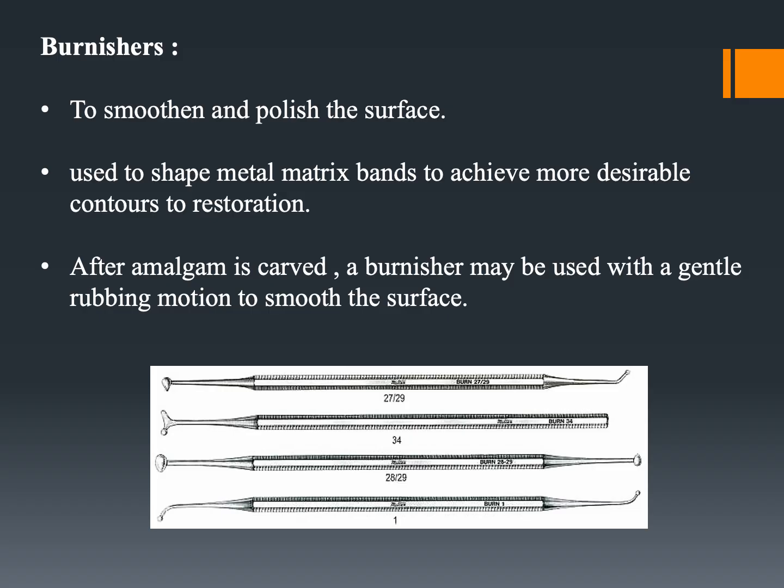Then comes the burnisher. Now that you have carved, now you have to burnish the amalgam. So burnishing the restoration is to smoothen and polish the surface. You can also use these burnishers to shape the matrix band to achieve a proper contour during the restoration. And after the amalgam is carved, the burnisher may be used in a single rubbing motion so that there is a smooth surface. In case you fail to do burnishing, the restoration is going to be a rough spot wherein more and more plaque can accumulate, causing more secondary caries.